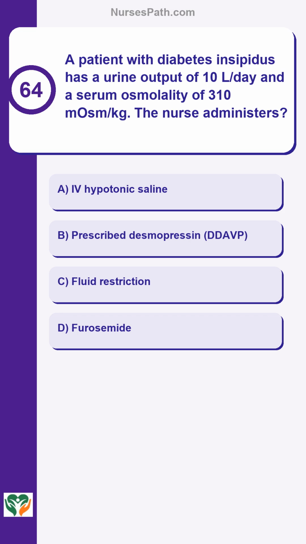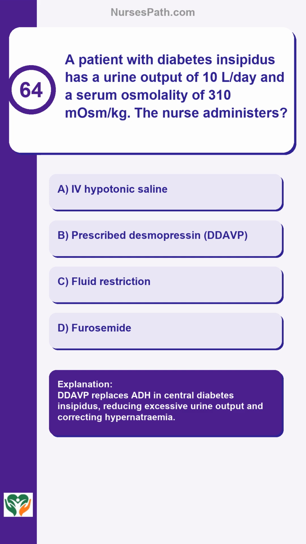Question 64. A patient with diabetes insipidus has a urine output of 10 L/day and a serum osmolality of 310 mosm/kg. The nurse administers? Hypotonic saline. Prescribed desmopressin, DDAVP. Fluid restriction. Furosemide. DDAVP replaces ADH in central diabetes insipidus, reducing excessive urine output and correcting hypernatremia.